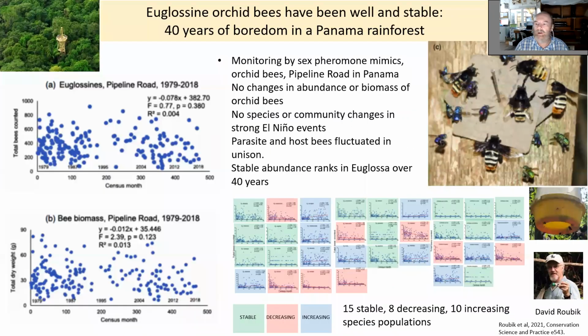Likewise, euglossine orchid bees with David Roubik, again, long-term observations. They are monitored at sex pheromone mimics. The orchid bees are attracted to these traps, and when you look at 40 years, the total bees are pretty much stable. And when you look at individual species, we are not going to go species by species, but 15 species are stable, 8 are decreasing, 10 are increasing. I would say the conclusion would be that nothing interesting happened with orchid bees in the past 40 years at Barro Colorado.